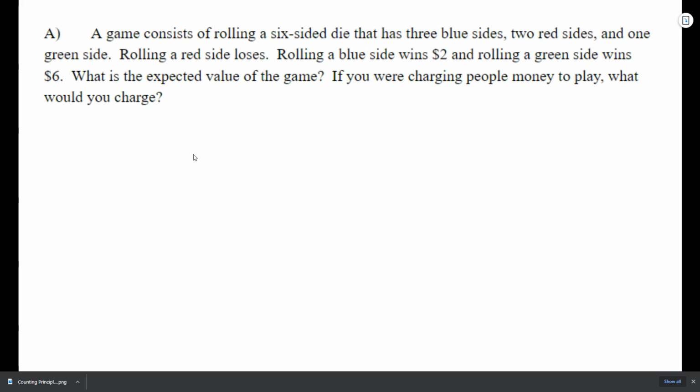So let's try letter A. A game consists of rolling a 6-sided die that has 3 blue sides, 2 red sides, and 1 green side. Rolling a red side loses. Rolling a blue side wins $2, and rolling a green side wins $6. What is the expected value of the game? And if you were charging people money to play, what would you charge?